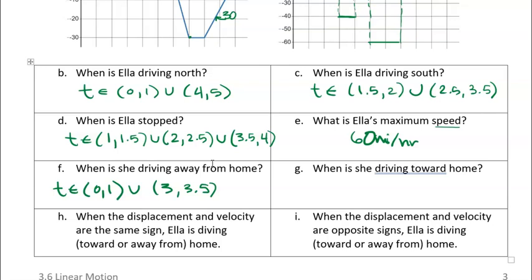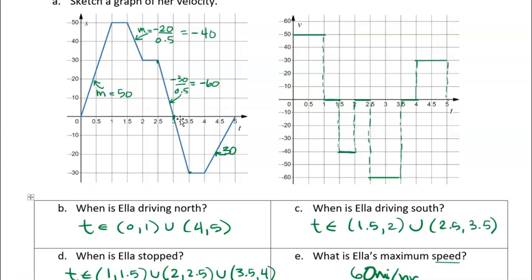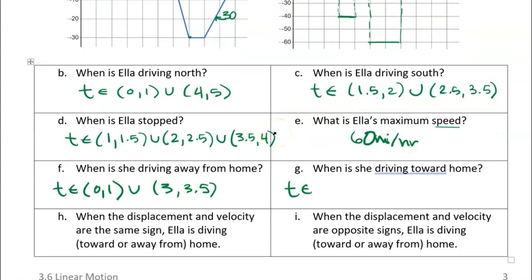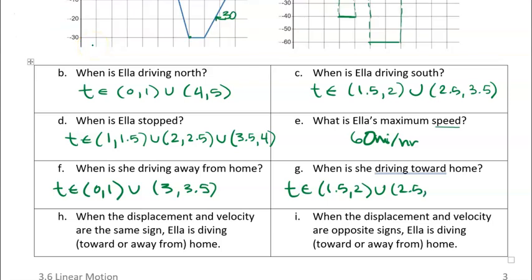And then when is she driving toward home? Well, she's driving toward home whenever she's getting closer and closer to home. So when she's to the north of her home but driving south, or when she's to the south of her home and driving north. So we've got the interval from 1.5 to 2, and the interval from 2.5 to 3, and then also 4 to 5, right? It makes sense.